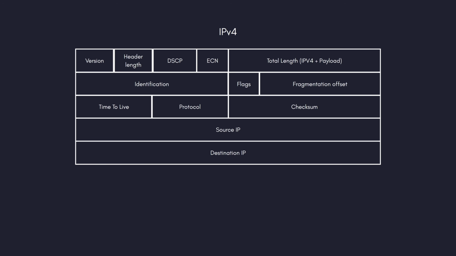Then there's 3 bits for the flags. Honestly, it feels like it shouldn't have been 3 bits. It feels a little bit overkill because really they only indicate one thing, whether the data is fragmented or not.